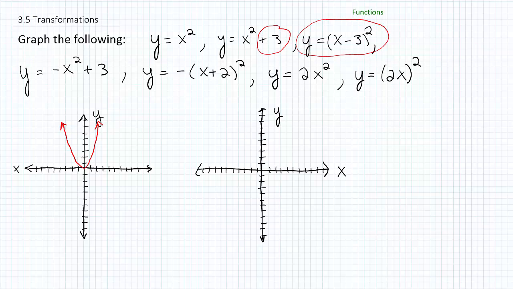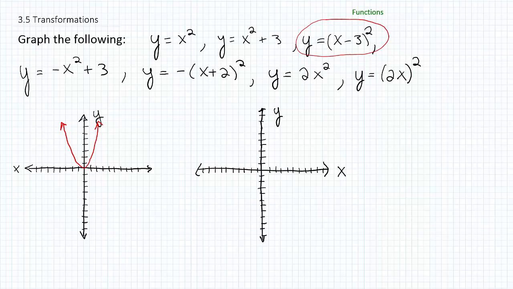Now, in the function here on the right, the third one in the list, that function has the 3 inside of parentheses. And so when it's inside the parentheses like that, when it's sort of joined to x, right, then that number is actually going to be indicating a movement or a shift on the x-axis. So minus 3 in this case is going to mean to move the vertex 3 units on the x-axis. The only thing we have to figure out is in what direction. Well, minus 3 is going to be a move to the right.